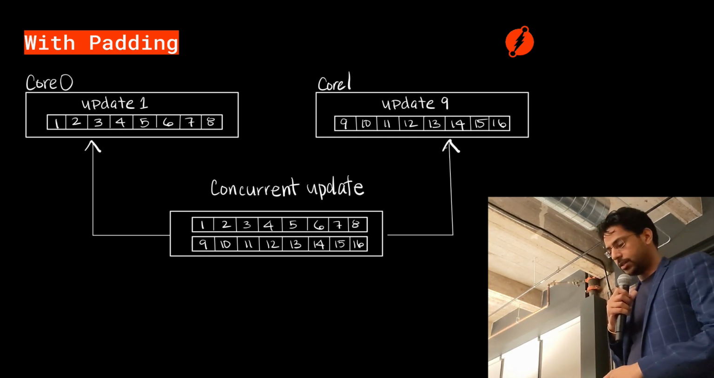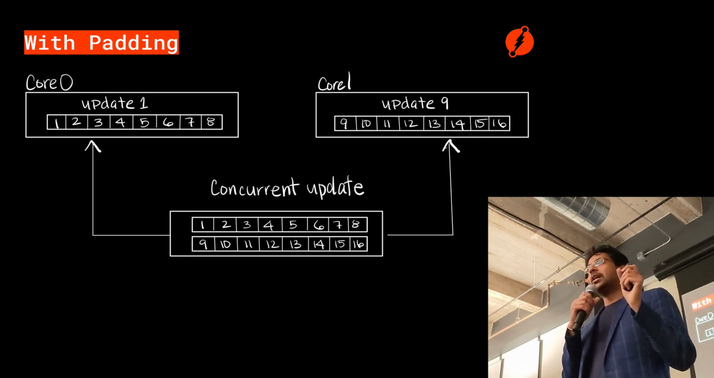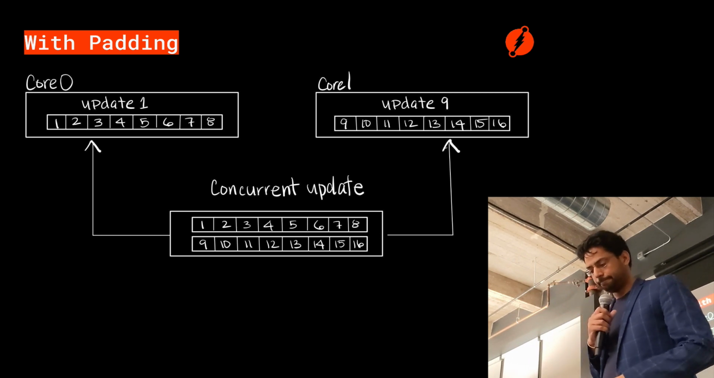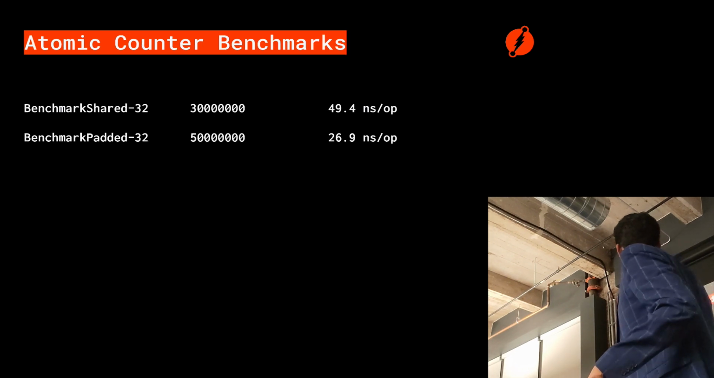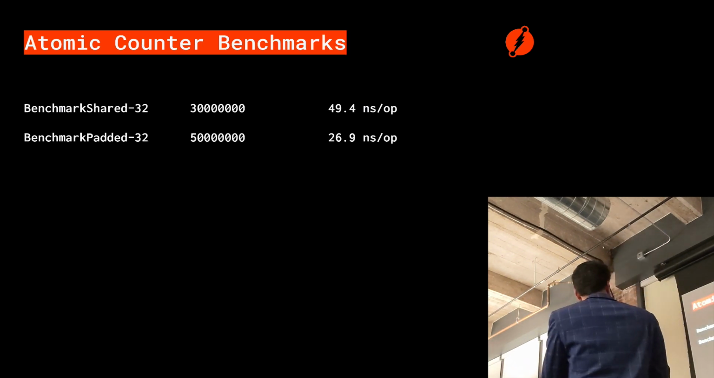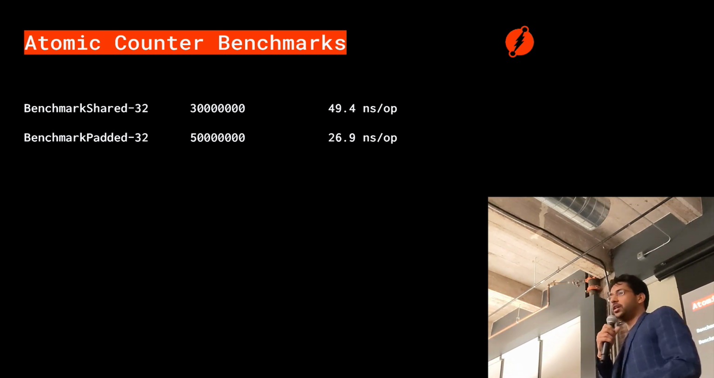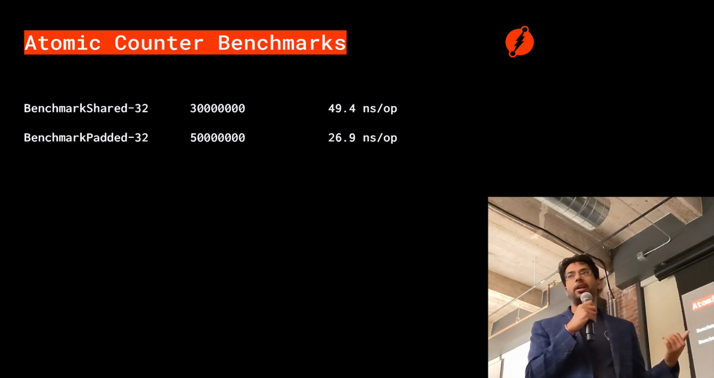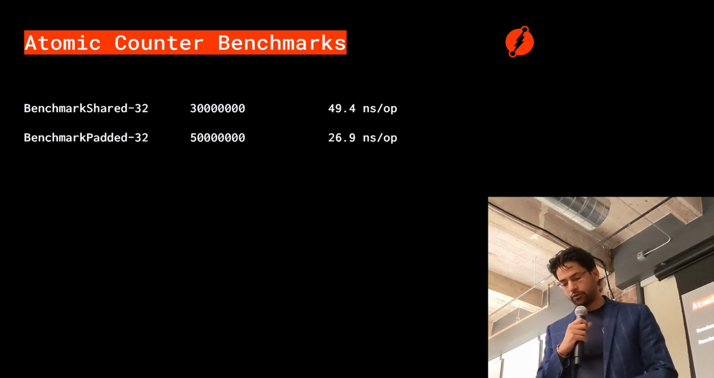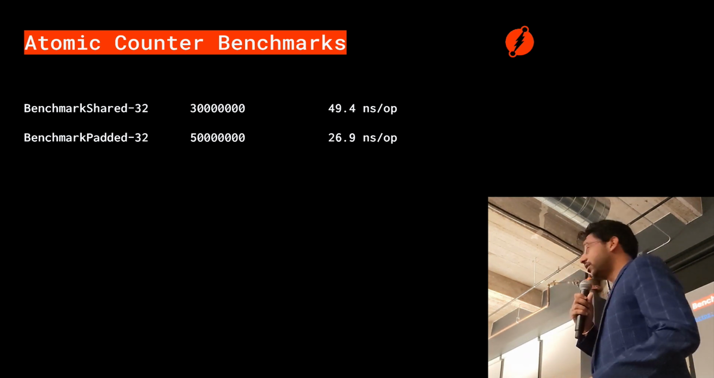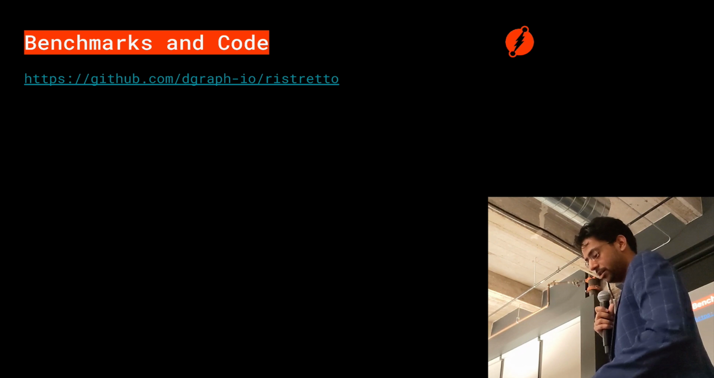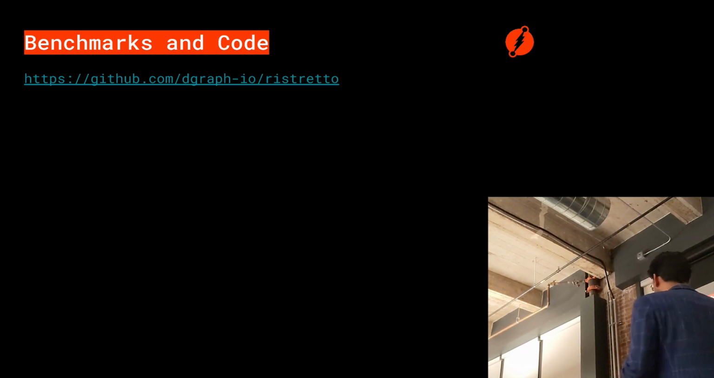So this allows the statistics to be maintained with only 10% overhead on top of Ristretto. We did some benchmarks. In the shared scenario, it takes 50 nanoseconds per operation. With padding, it takes almost half of that. Now, all of the benchmarks and the code for Ristretto is available on GitHub.